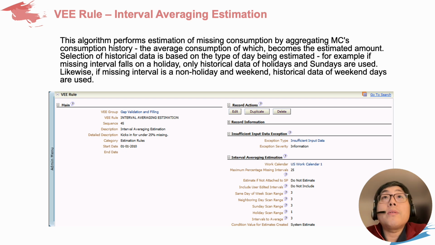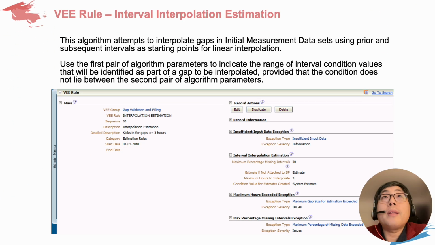Next, there is another way of estimating interval consumption. As I said, it will just draw a linear line, and it's called interpolation estimation. It works in the same way for the interval if the consumption is zero and missing.